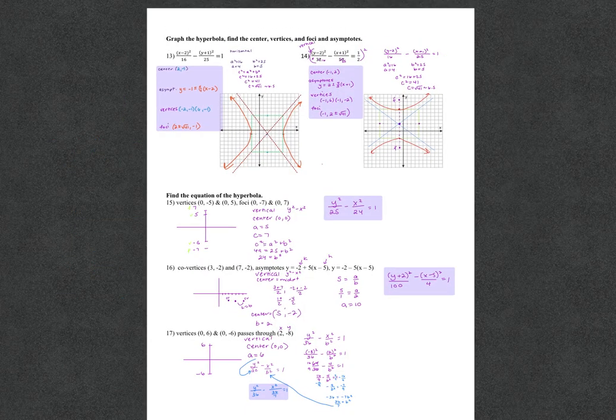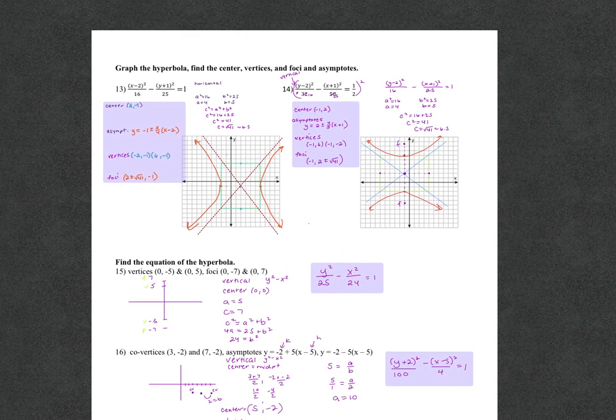Okay, then we got into hyperbolas. So the graphs of hyperbolas at the top and then the equations of the hyperbolas at the bottom. Questions on, let's start with 13 and 14. Any questions on those? Did you go over 14?